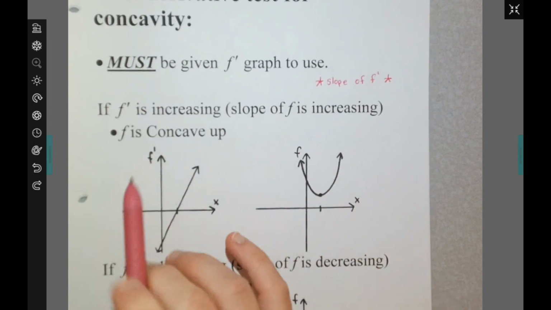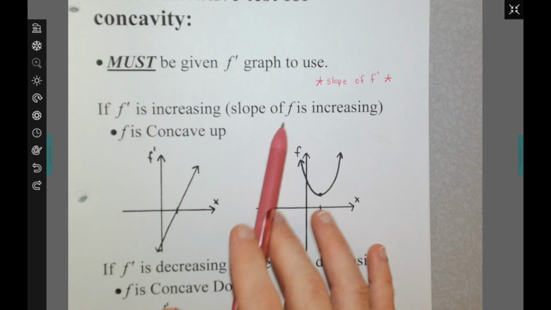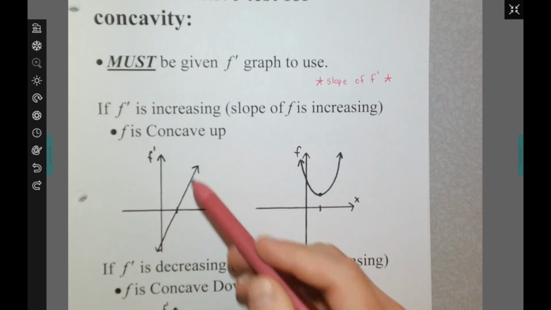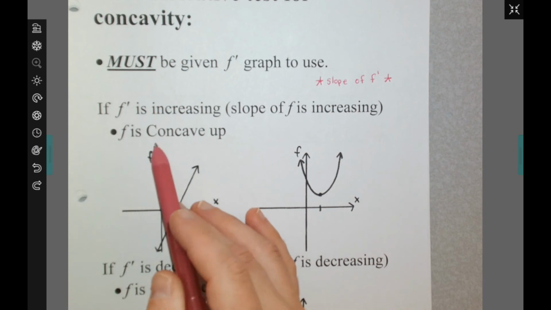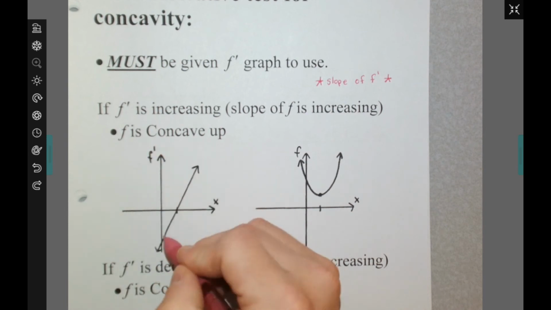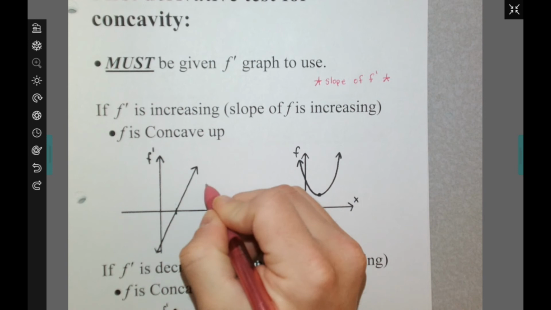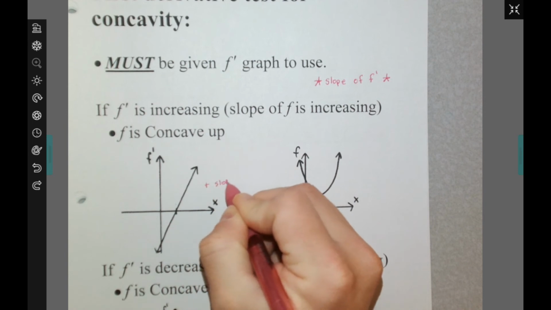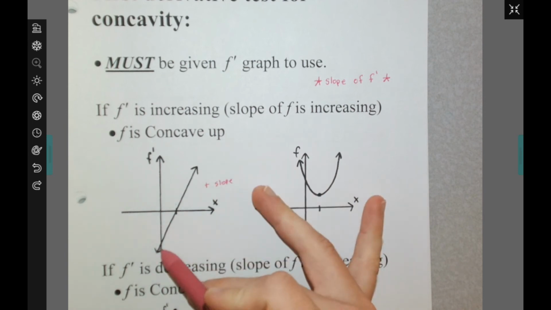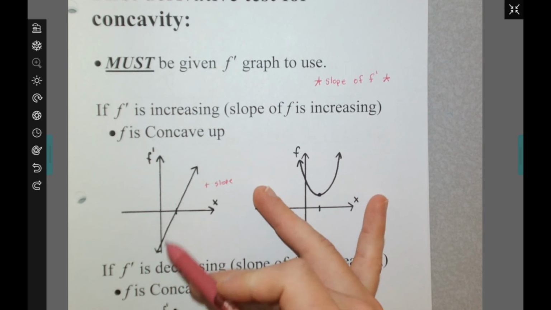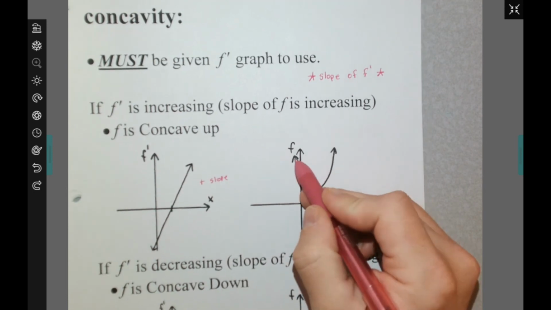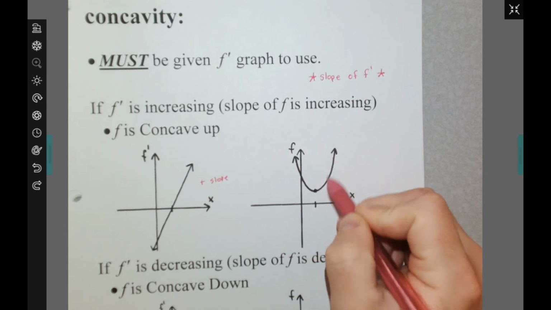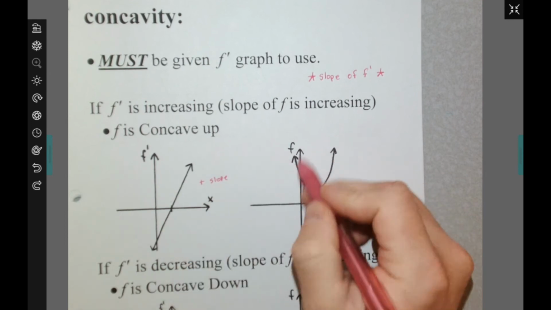So this first one, they say, if f prime is increasing, so you have a positive slope, then the original function is concave up. So here we go, we got the derivative on the left. You look at it, we have a positive slope for that function. All the way throughout, we have a positive slope going on. It's linear, it's going up, positive slope. It tells me my original function is opening up for all real numbers. So positive slope, concave up.